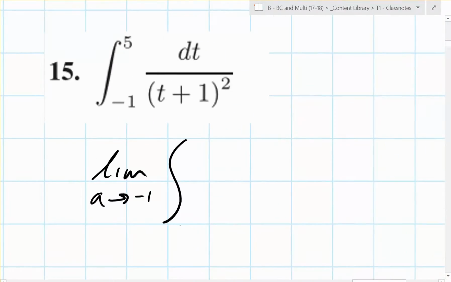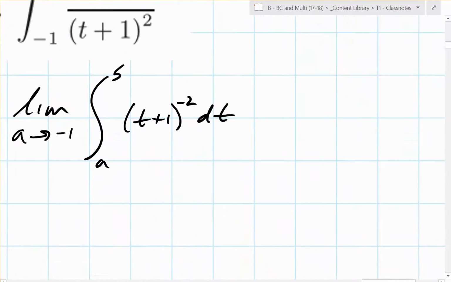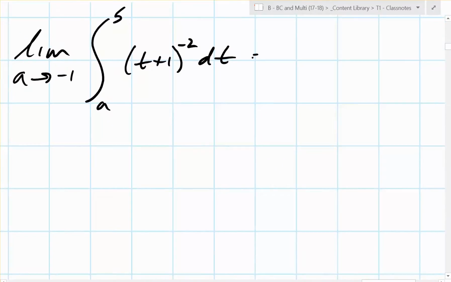I'm going to just write this a little differently. The integral from negative 1 to 5 of (t plus 1) to the negative 2 dt. Are we okay with that? Let's see how far we can go with this. Can someone integrate that for me? What's the integral of that? It's going to be the limit as a goes to negative 1.